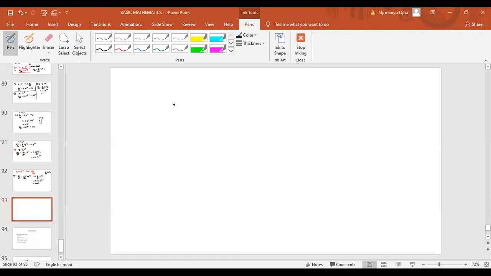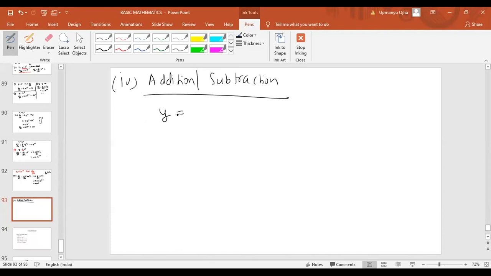Now next, I think we have discussed 3 rules. The fourth rule is the addition and subtraction of 2 functions. For both addition and subtraction we can apply this rule. Like if 2 functions are there, say y is equal to x square plus x. Here one function is x square, which is added with x. Then how to find dy by dx? That is the addition or subtraction rule.